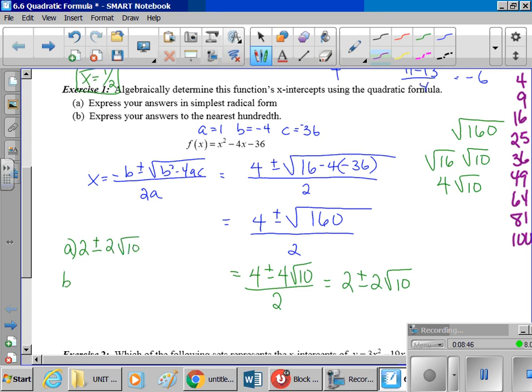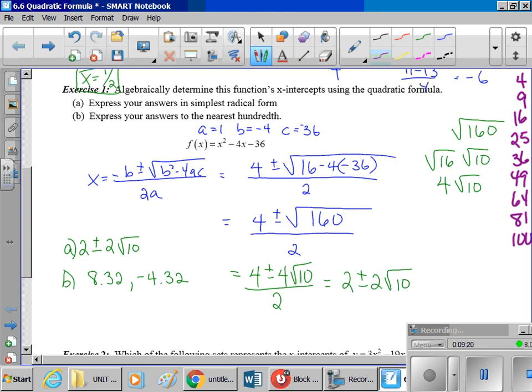And my B is simply going to be putting this into my calculator. So 2 plus 2 rad 10 is 8.32, rounded to the nearest hundredth. And 2 minus 2 rad 10 is negative 4.32, again, rounded to the nearest hundredth. That's just a calculator activity. I think the simplifying of the radicals, I didn't spend a lesson on that. I was really kind of hoping that some of you might remember how to do that.